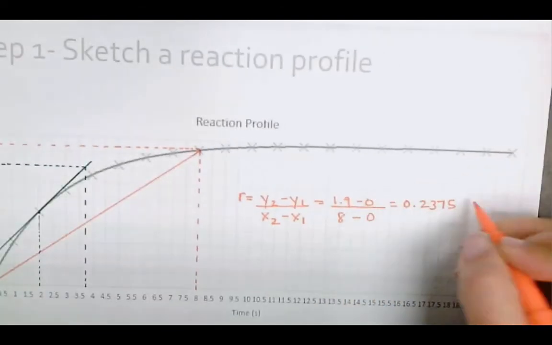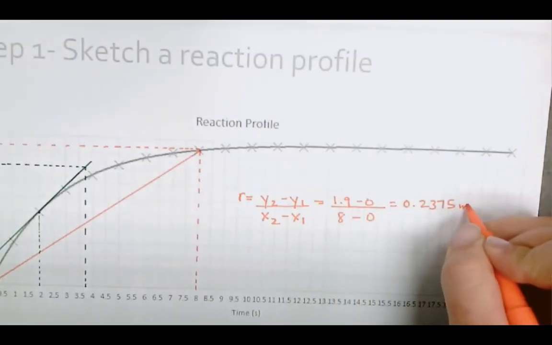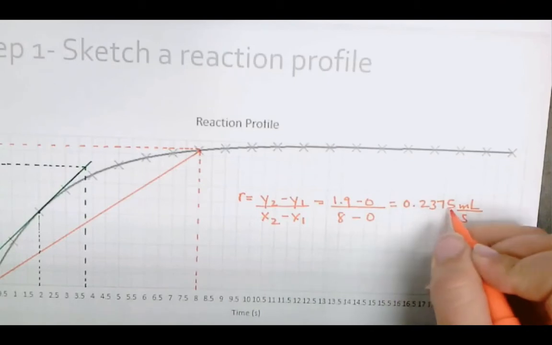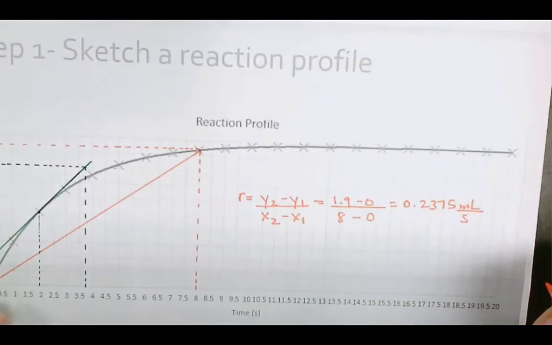0.2375. The units are milliliters per second. Now, obviously, that's a lot of significant digits. Based on the values that I've collected here, I can only be accurate to one significant digit. So that would be just 0.2.